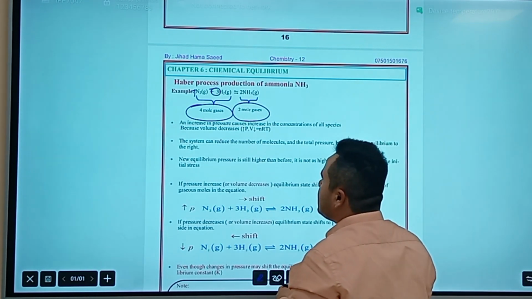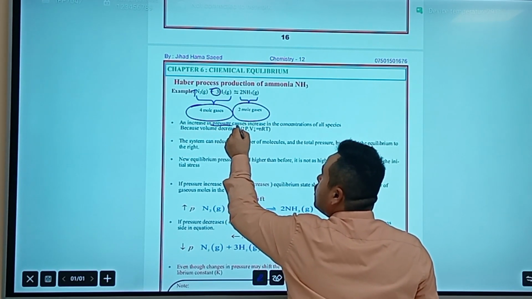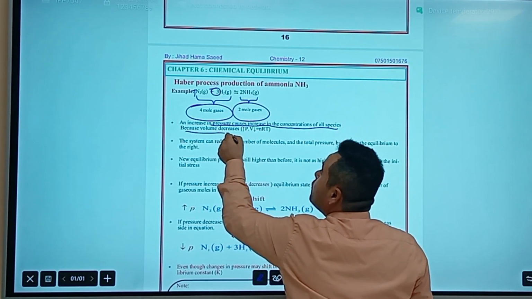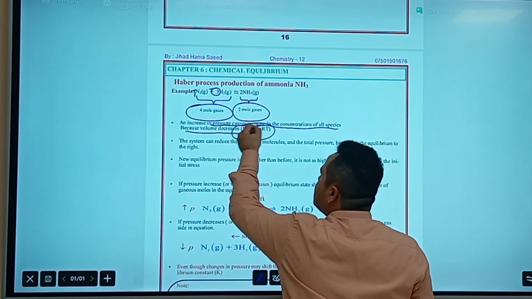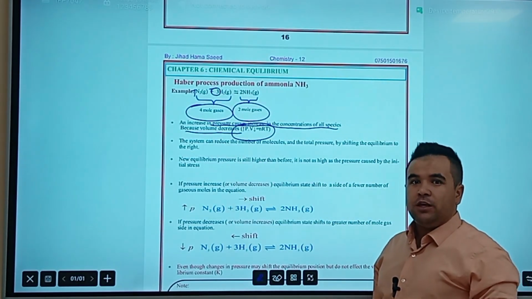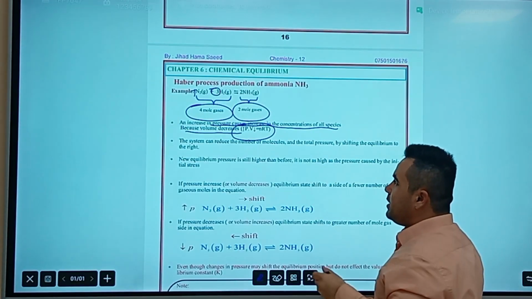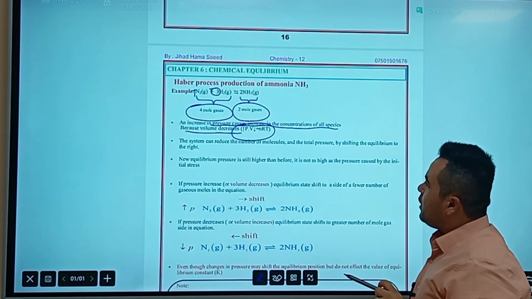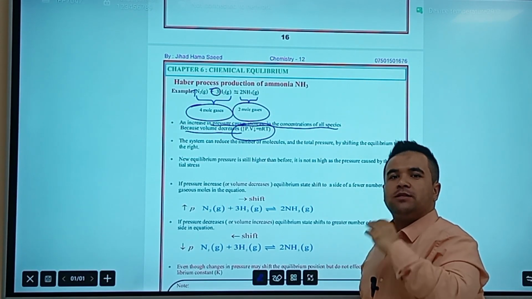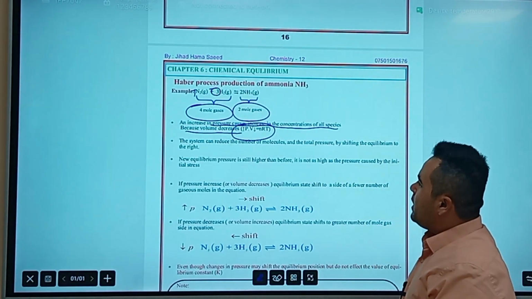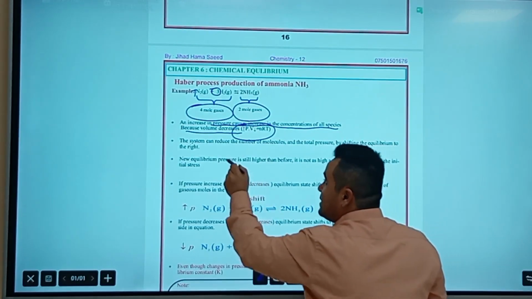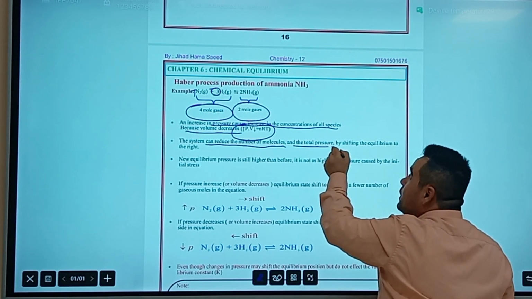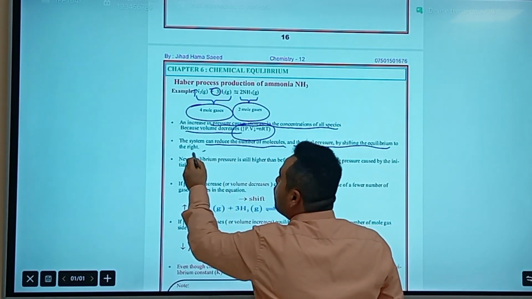How does it affect? An increase in pressure causes an increase in the concentration of all species because volume decreases. We studied this in grade 11, guys: PV = nRT. As you can see, pressure and volume are inversely proportional to each other. Increase in pressure has the same effect as decrease in volume, and vice versa. The system can then reduce the number of molecules and the total pressure by shifting the equilibrium to the right.